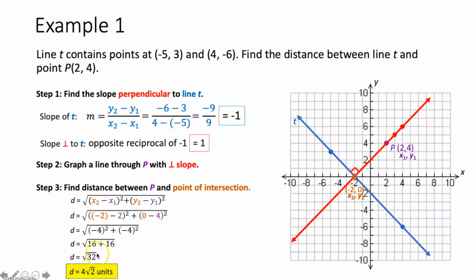How did we simplify that? Well, the square root of 32 is the same thing as rad 16 times rad 2, and rad 16 is 4, so we get 4 rad 2. Remember to put units because we're finding the distance between the point and the line.